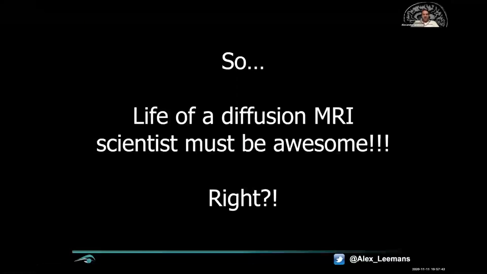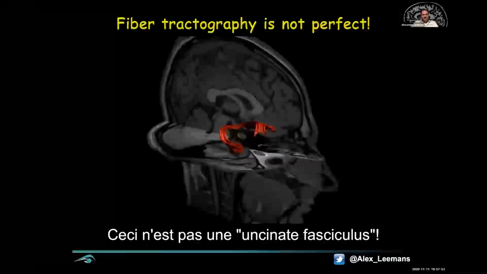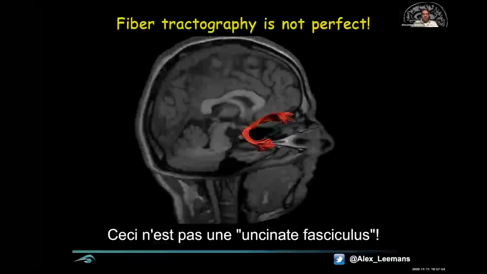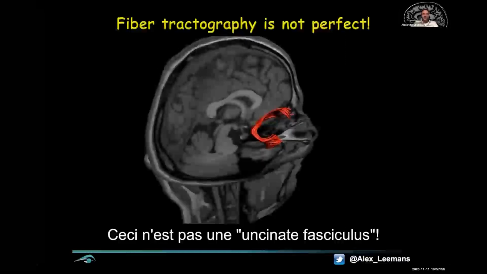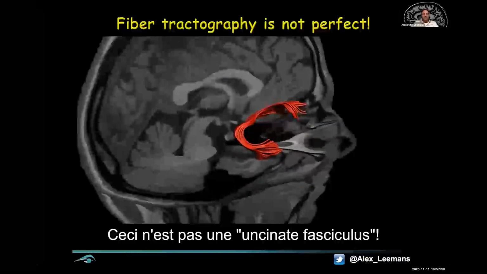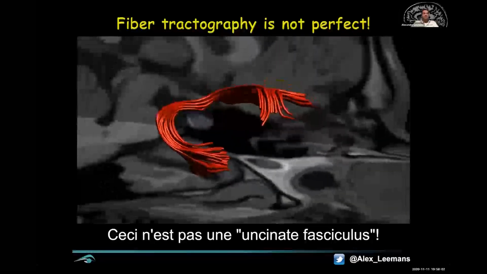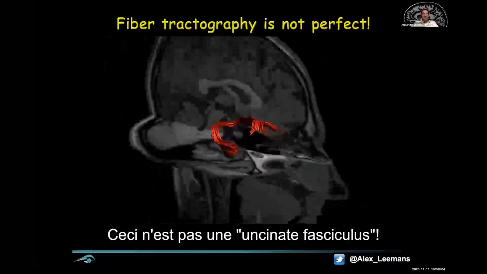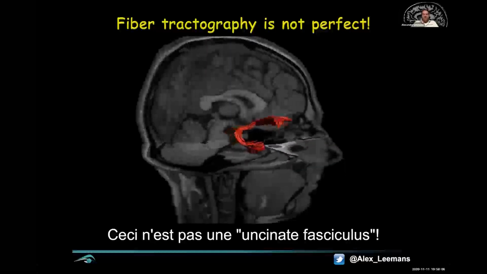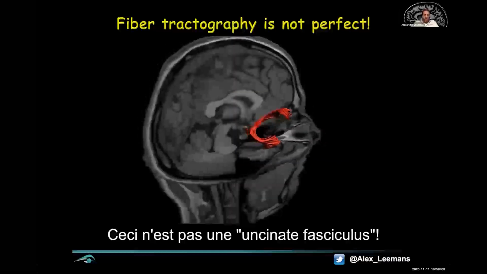So, as a diffusion MRI scientist, life must be great, right? Well, yes, of course, I still have a job, so we're doing something right. But there are so many things that complicate matters. As I said before, it's not a perfect technology. This fiber tractography looks very plausible. You see these pathways and they connect regions that we know from ex vivo dissections and from neuroanatomy.